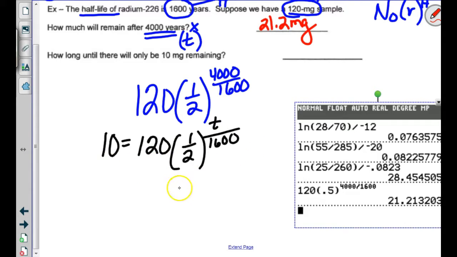What do we do first? You can't do 120 times half and get 60. Does everybody understand that?